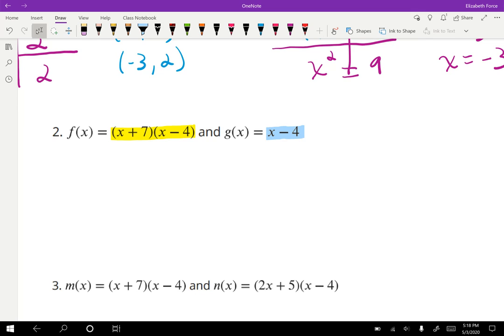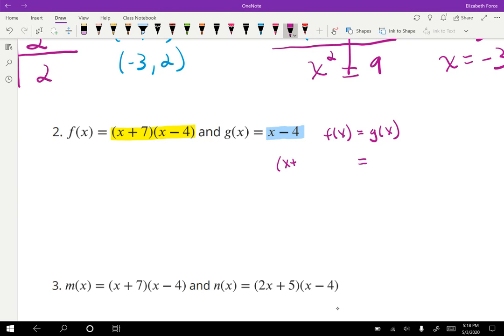And let's focus a little bit on f of x. That is a quadratic that's in factored form, and g of x happens to be a linear function. And we want to know when they're equal to each other. So again, I'm going to show you the algebra way, which takes a little bit longer. And then I'll go and use Desmos, and we'll check our answers using Desmos.